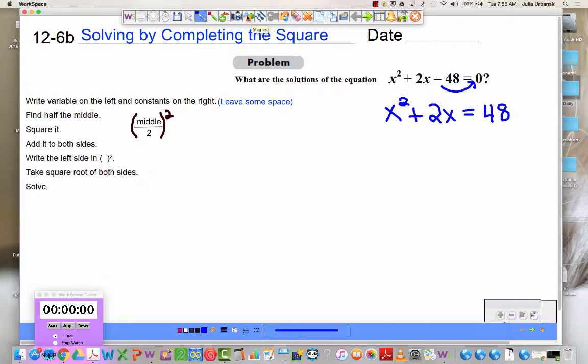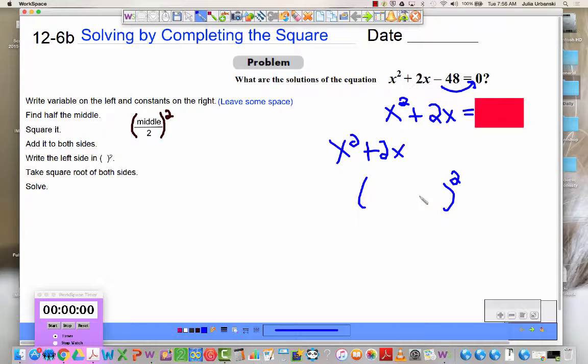So here's what we're going to do. What I'm going to do is ignore the right-hand side for a second and just focus on these. I want to write it like this, just like yesterday. Look at these two numbers right here. I'm going to rewrite it as x squared plus 2x plus what?